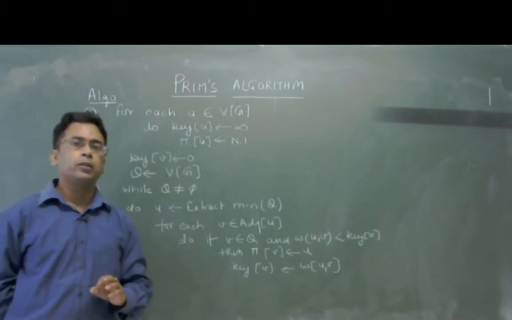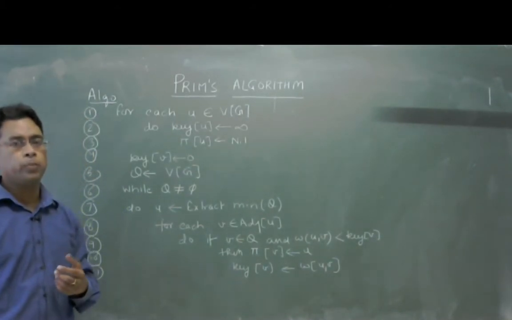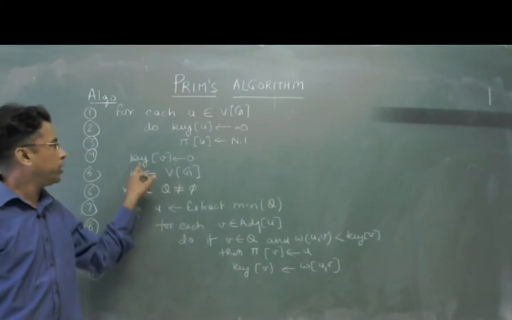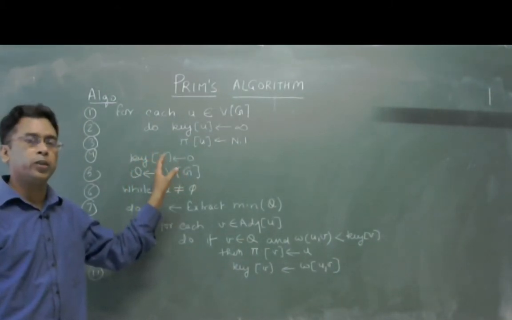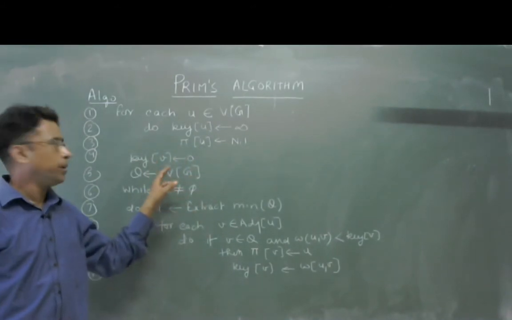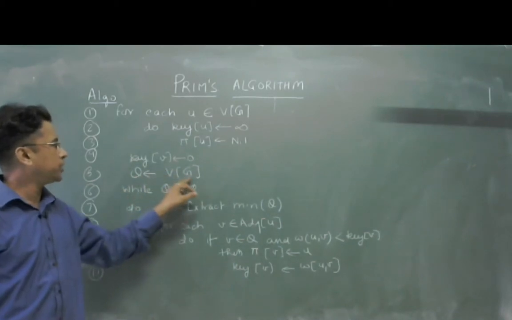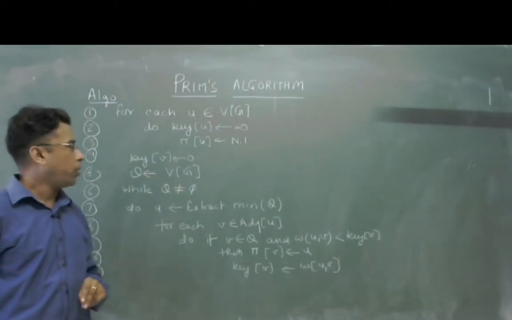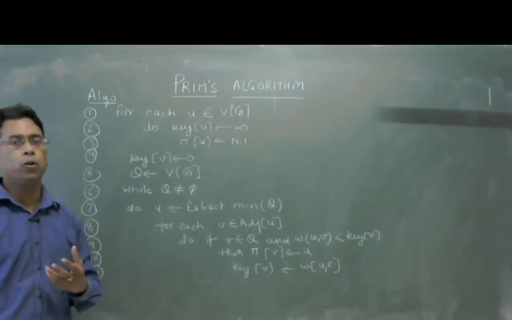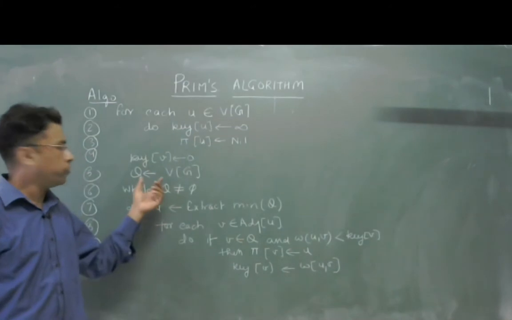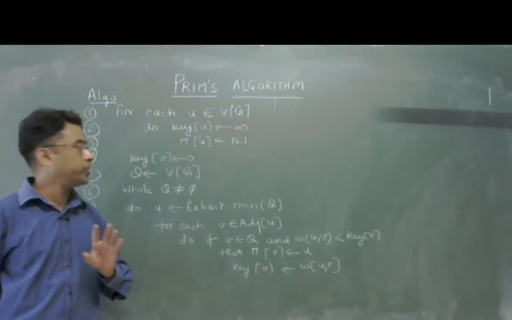In the graph, you may assume any node as the root node, but the node you consider as the root node, that value becomes 0 in place of infinity. The rest of the nodes in the graph are at the value infinity, but the root node is at the value 0. After that, Q is the set of all the vertices in the graph. We create a set Q that contains all the vertices of the graph.